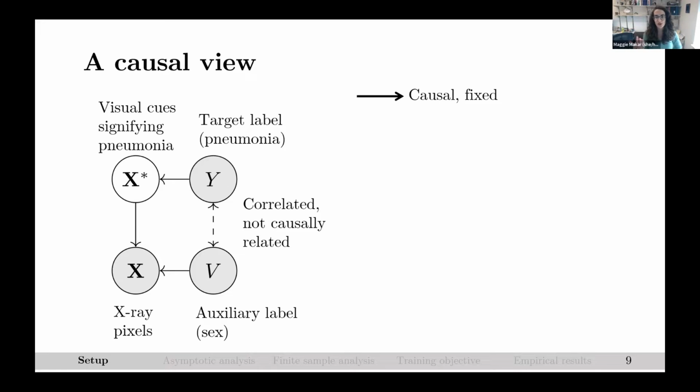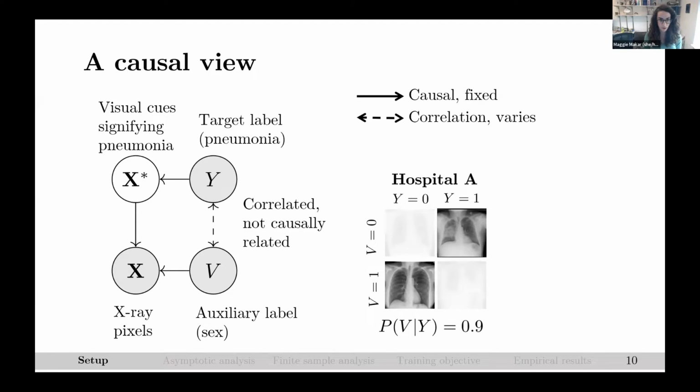Instead of a dashed bidirectional arrow, you can think of this as there's a hidden common cause. It's the same thing. We're just simplifying the representation of the DAG a little bit using this dashed bidirectional arrow. So this dashed bidirectional arrow can vary between hospital to hospital. So if I sample from hospital A, I can have one type of correlation between Y and V, whereas if I sample from hospital B, it can be a different correlation.